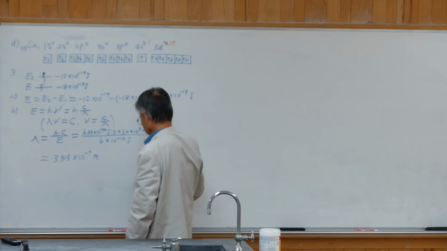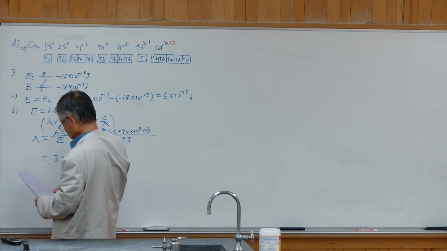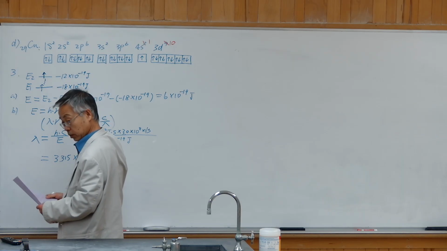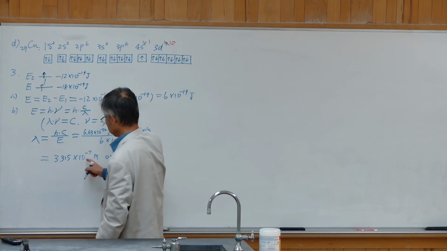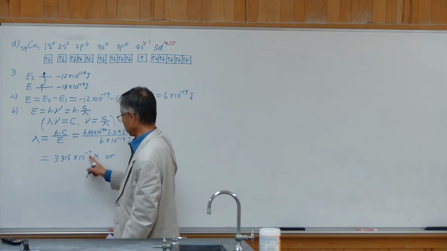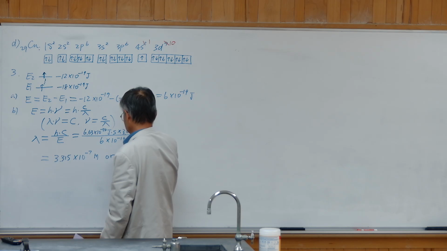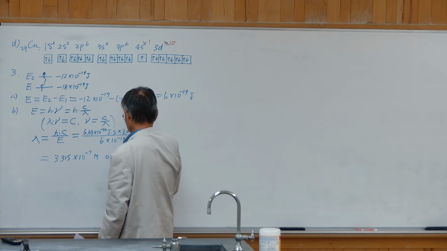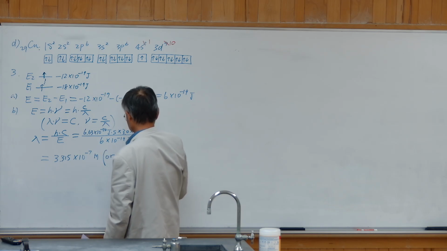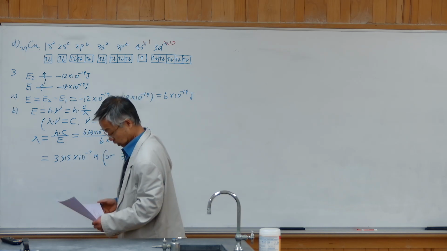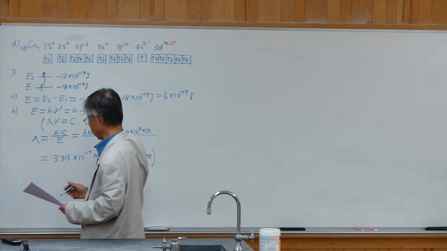Okay. You can keep this as your final answer because I didn't specify meter or nanometer. But if you want to convert to nanometer, just multiply by 10 to the 9th power. So 9 minus 7 is 2, so we move 2 decimal places here. It becomes 331.5 nanometer. You don't have to do this because I didn't specify the wavelength in nanometer, so you can keep it in meter.